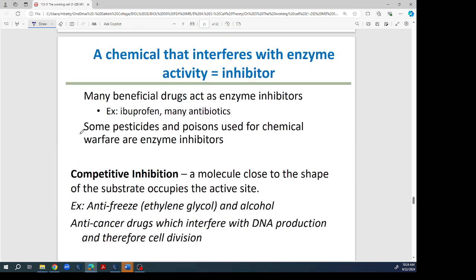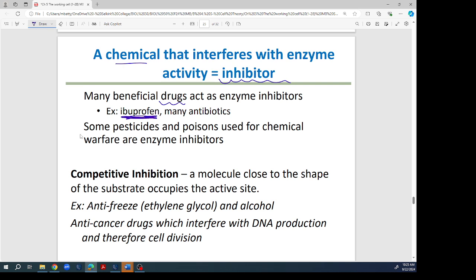Chemical reactions and enzymes, and sort of how things are regulated, is really important. So if there's a chemical that interferes with enzyme activity, we call that an inhibitor. Many drugs actually work as inhibitors if they inhibit the actions of things that we don't want to have happen. So they might inhibit cells or chemical reactions in your cells that cause swelling. So ibuprofen works like that. It stops chemical reactions and decreases the swelling in your body.